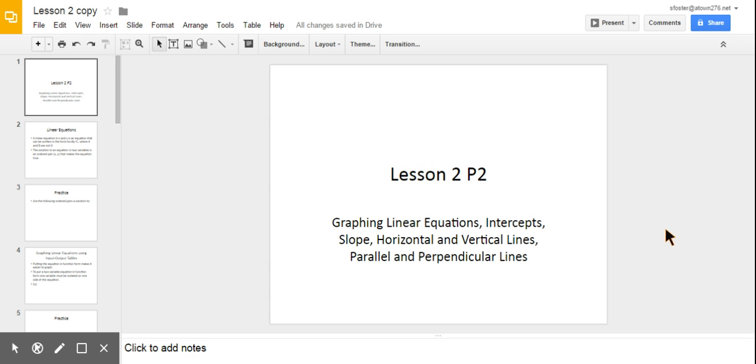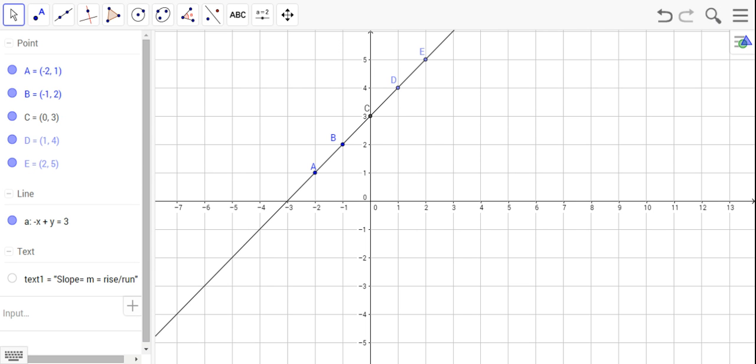All right, welcome to lesson 2, part 2. Here we're going to just do a nice introduction to the second half of this lesson. So we're going to go over here to GeoGebra. And what I want you to look at and discuss in your group is what goes on from point to point here in this line. I'm hoping that you notice that there's something that's similar. So go ahead, pause the video, and discuss in your group what you see.